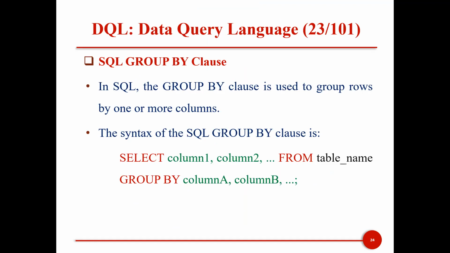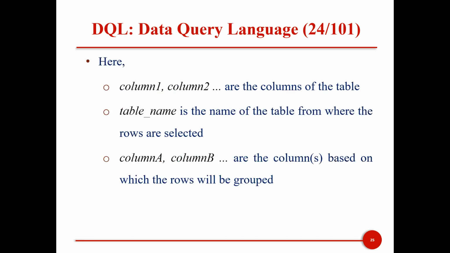In SQL, the group by clause is used to group rows by one or more columns. The syntax for the SQL group by clause is you type the keyword select and the columns that you want to appear on the table from the table name, then you can begin to group by. I want to group by this particular column, then followed by this one. So here, column 1, column 2 are the columns of the table. Table name is the name of the table from where the rows are selected. Then column A and column B are the columns based on which the rows will be grouped.